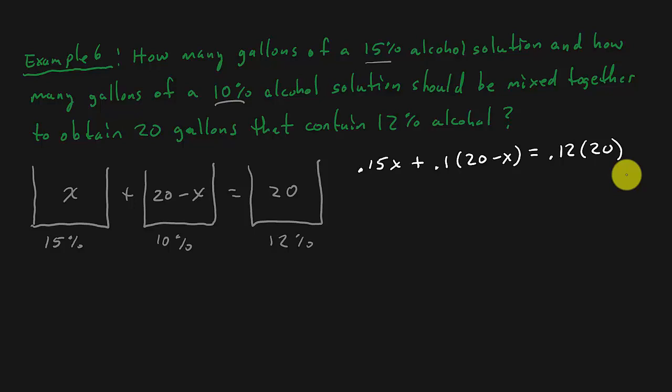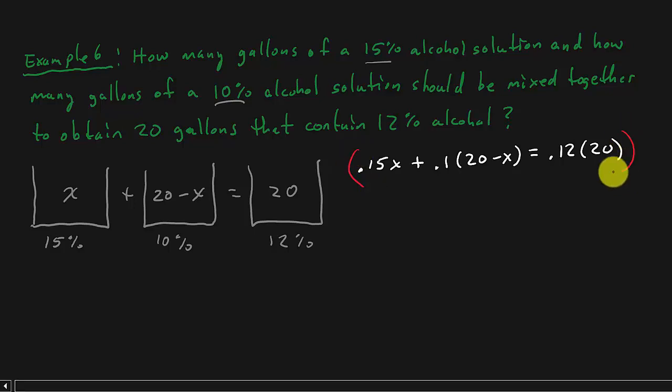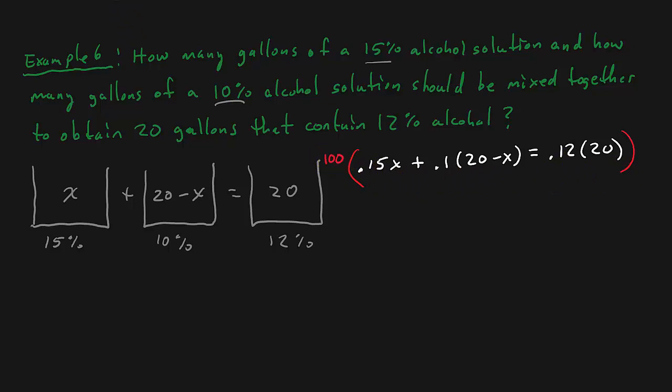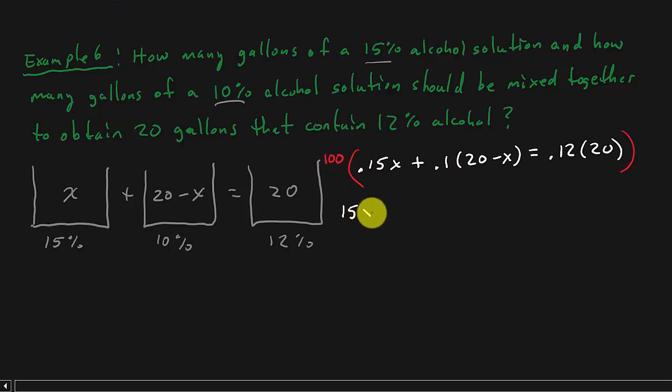All right, so let's go ahead and get rid of the decimal. So what I'm going to do is multiply everything by what? Well, the most I need to move the decimal to the right is 100. So I'm going to multiply everything by 100. That's going to give me 15x plus 10 times 20 minus x equals 12 times 20.